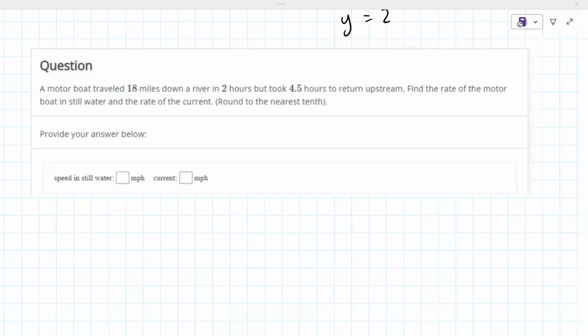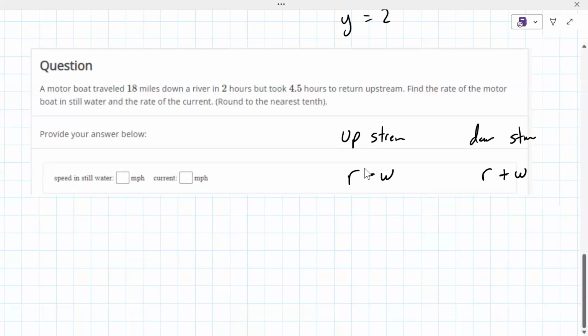All right. So let me set this up here for you. All right. So there's this upstream or upwind, downstream. So when you're going down, that means your rate is added to by the river or the wind. But when you're going up, your rate is being taken away by the river or the wind.